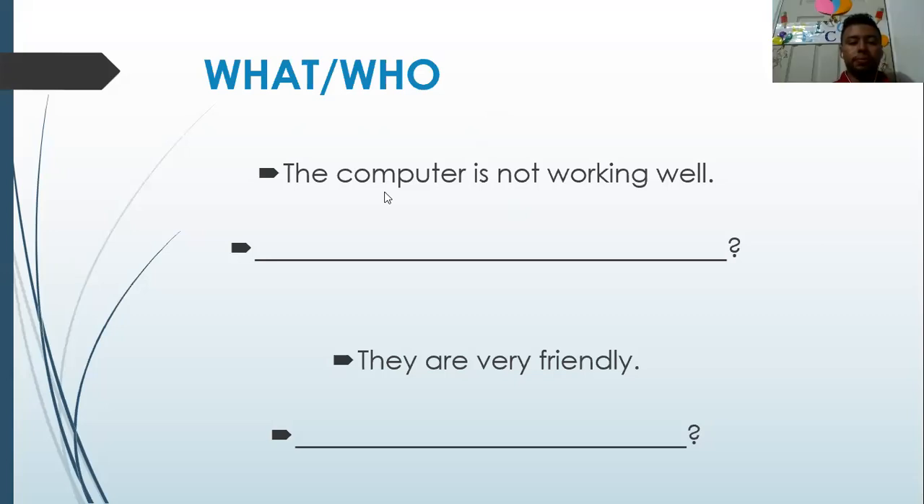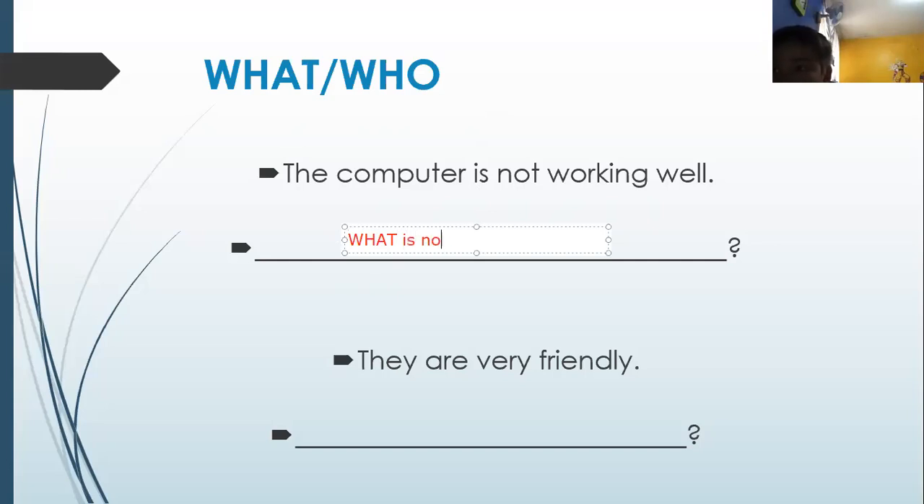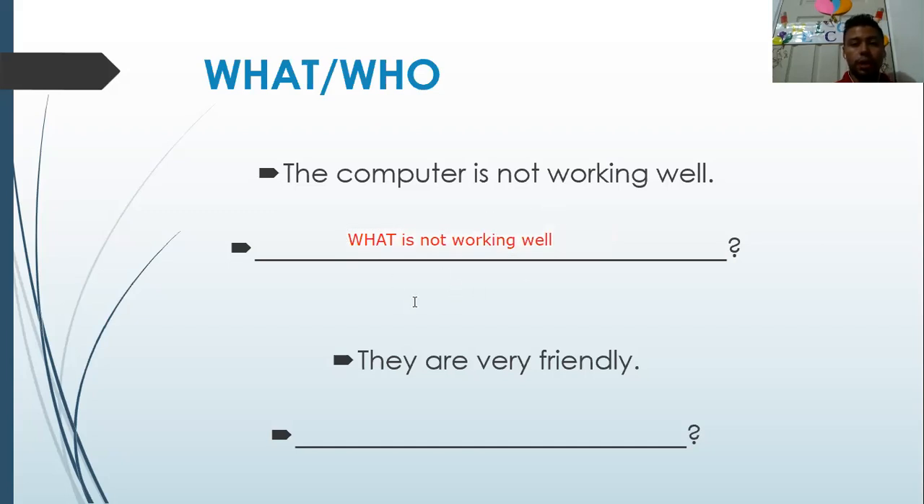Read, please. The computer is not working well. It's not working well, the computer. Good. So what is the correct option? What or who? What is not working well? Amazing. Splendid. Very good. What is for objects or for things. What is not working well? That's the correct question. Thank you. And the last one, who wants to help me, please?